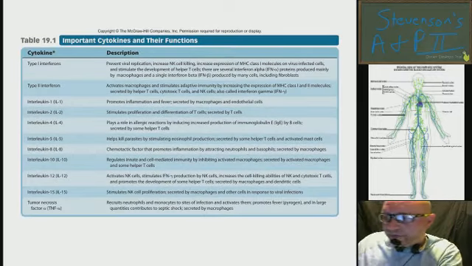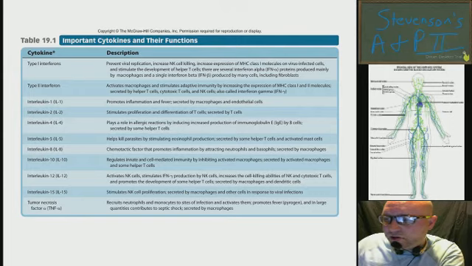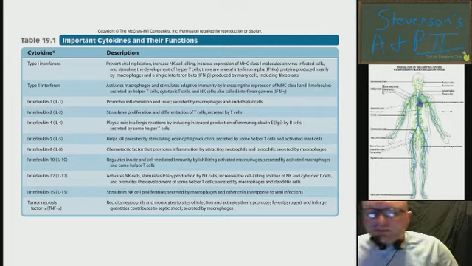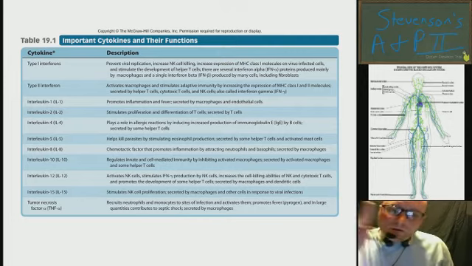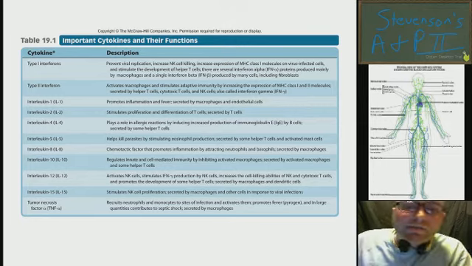Okay, here's some cytokines and their functions. So we got type 1 interferons, interleukins, and then we got TNF, the tumor necrosis factor. All right, I want you to be very aware of each different type of cytokine. That's why we're only doing one chapter this time. You need to know the immune system very well if you're going into the medical profession.